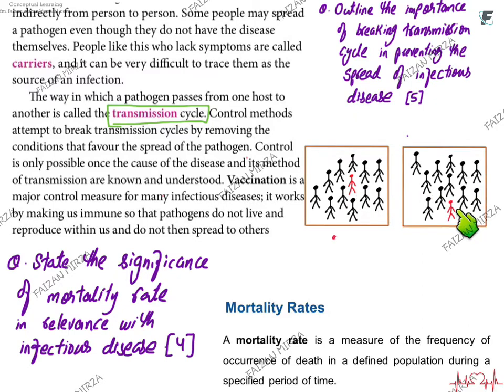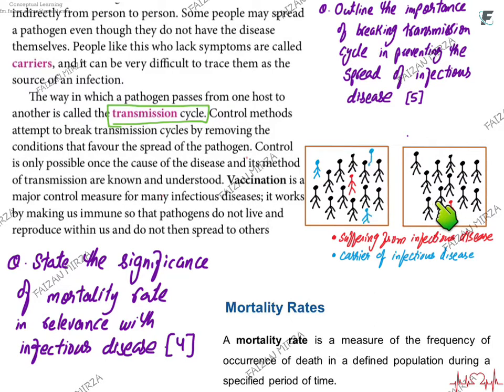You see that this red individual is the one who is suffering from an infectious disease at the moment. These black ones are the normal ones who are least concerned, and they don't really even know that this person among them is suffering from this disease or is a carrier of the disease. And then there are these blue people. Who are those blue people? These are the carriers of the infectious disease in region A and region B.